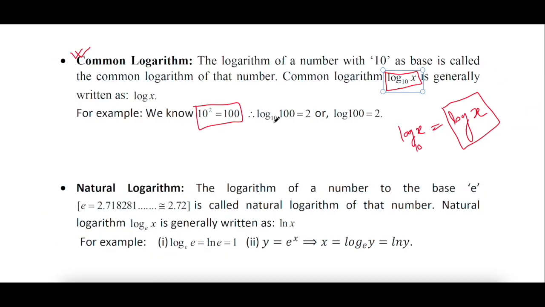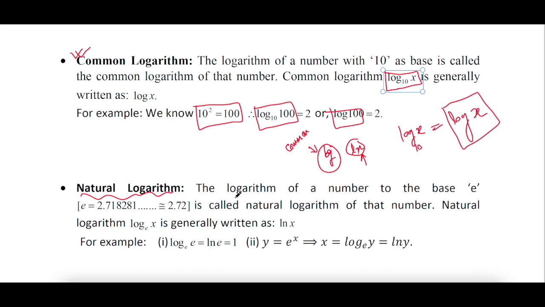From here you can write the logarithm of 100 to the base 10 equal to 2. And this one, log 100 base 10, we can write simply as log 100. In your calculator, there are two: one is log, another is ln. Log is the common logarithm. When you see log, it indicates common logarithm, and when you see ln, this indicates natural logarithm.